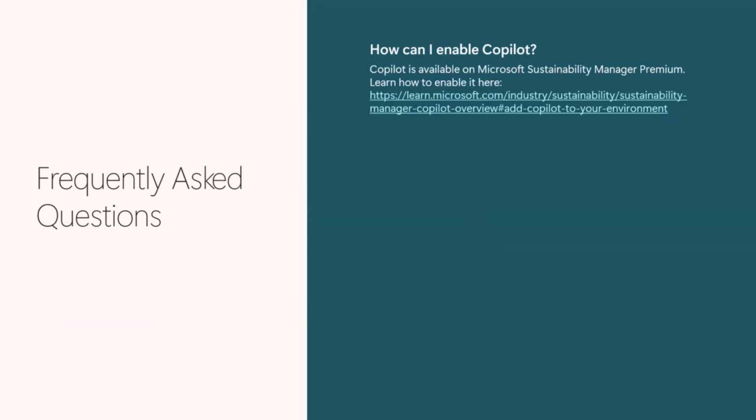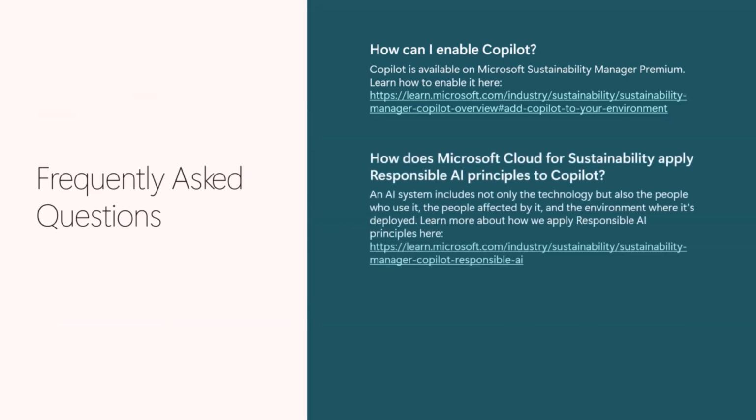The next question that we'll be going through is, how does Microsoft Cloud for Sustainability apply responsible AI principles to Copilot? That's a really great question, and one that we take very seriously. An AI system includes not only the technology, but also the people who use it, the people affected by it, and the environment where it's deployed. You can learn more about our responsible AI principles and how we apply them at the link I've attached.